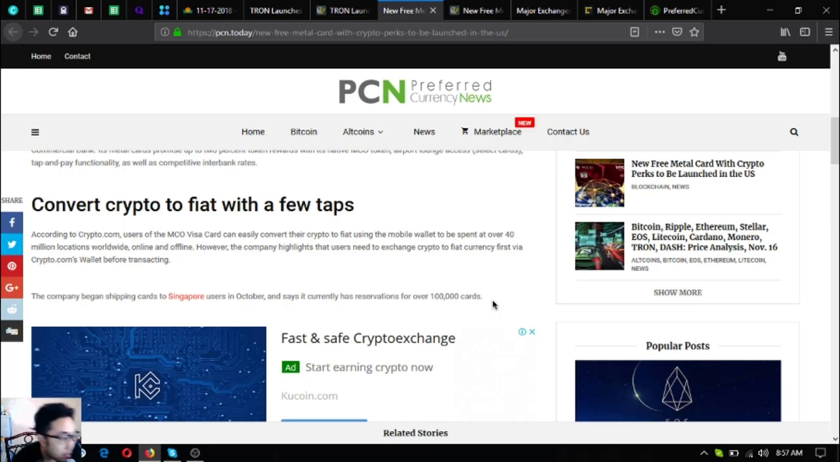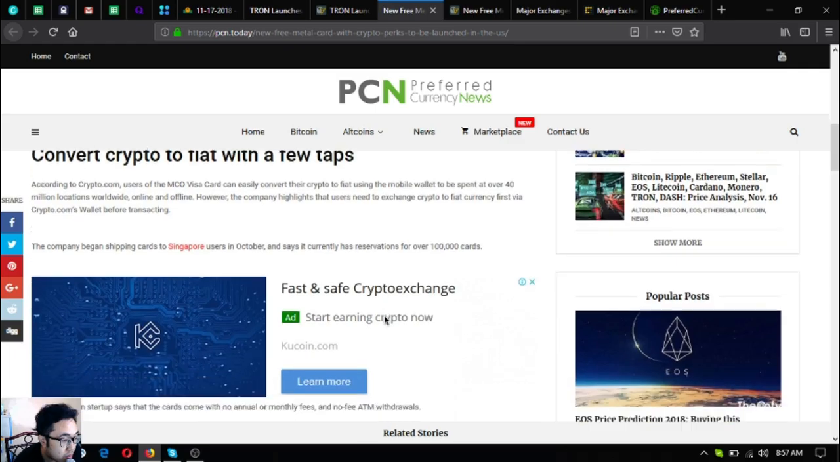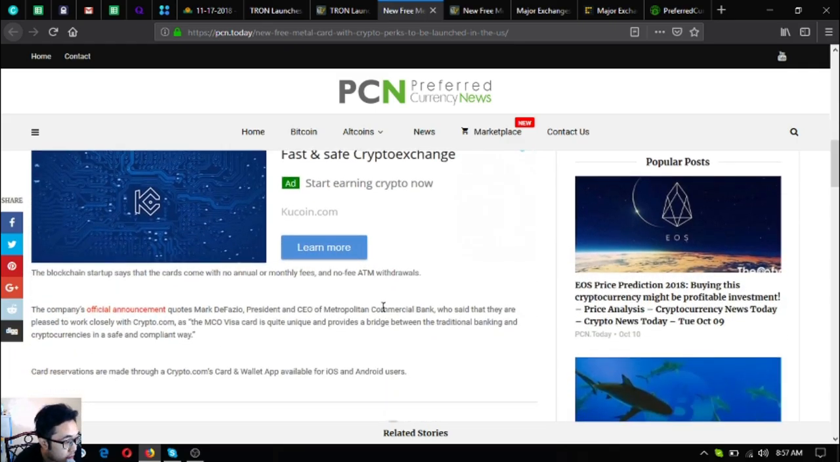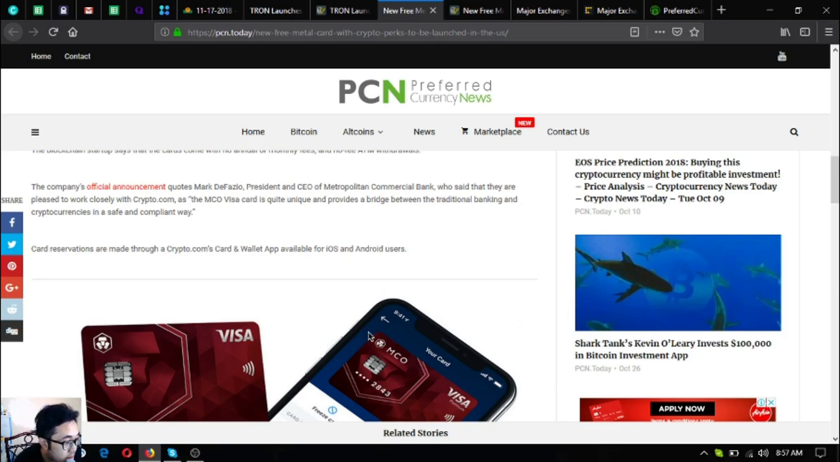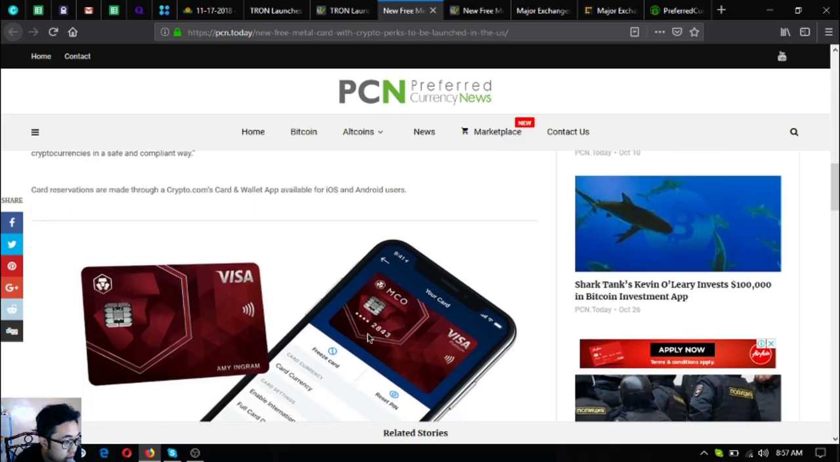The company began shipping cards to Singapore users in October and says it currently has reservations for over 100,000 cards. The blockchain startup says that the cards come with no annual or monthly fees and no fee for ATM withdrawals. The company's official announcement quotes Mark DiFaggio, president and CEO of Metropolitan Commercial Bank, who has said that they are pleased to work closely with Crypto.com as the MCO Visa card is quite unique and provides a bridge between traditional banking and cryptocurrencies in a safe and compliant way. Card reservations are made through Crypto.com's card and wallet app available for iOS and Android users.